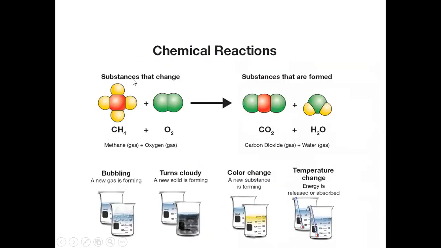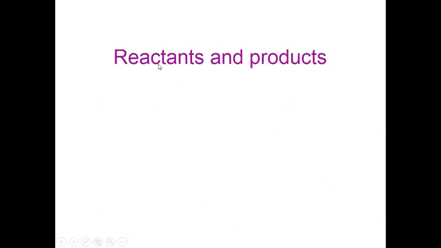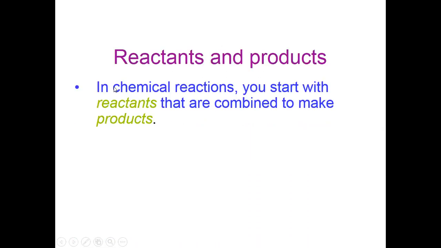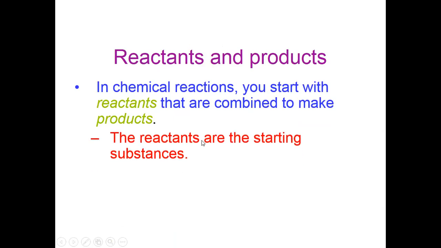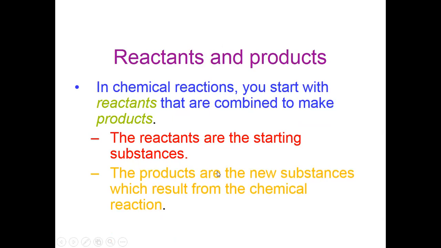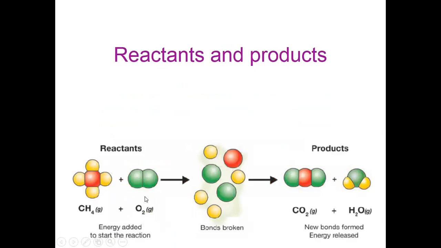Chemical reactions are substances that change into substances that are new. Reactants and products. In chemical reactions, you start with the reactants that are combined to make products. The reactants are the starting substances. The products are the new substances which result from the chemical reaction.